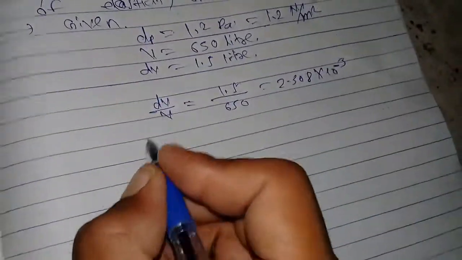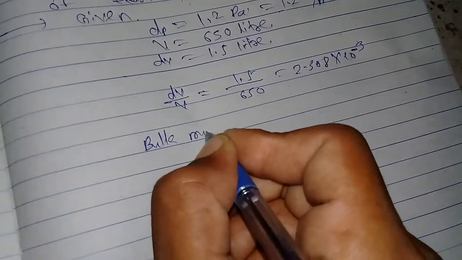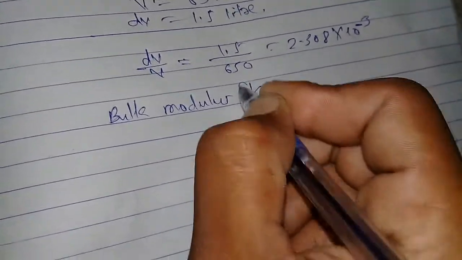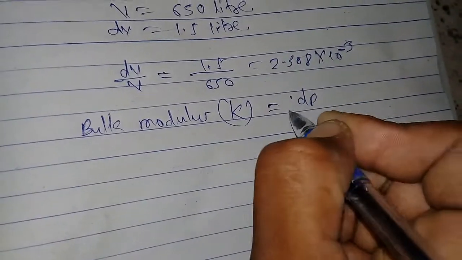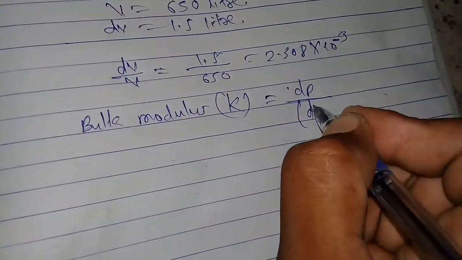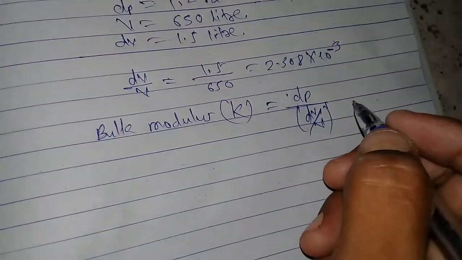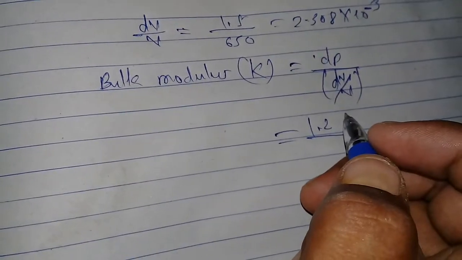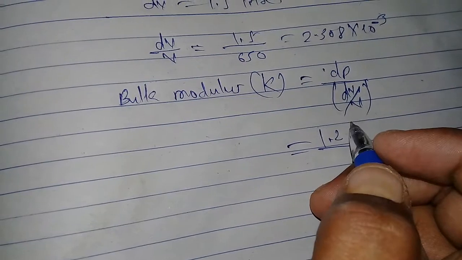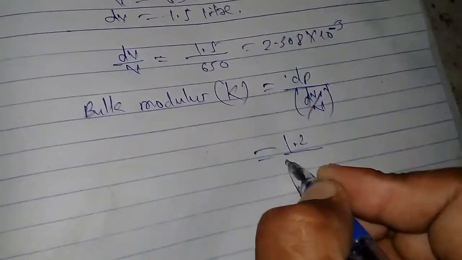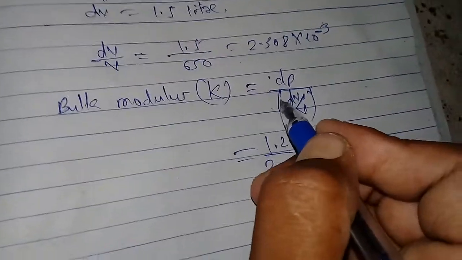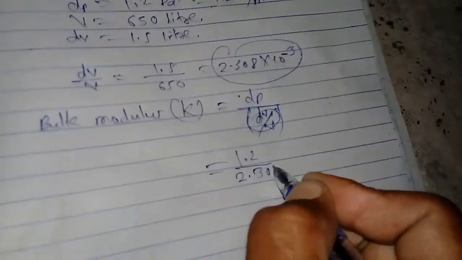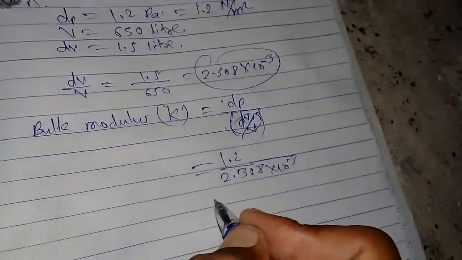Bulk modulus is denoted by K is equal to change in pressure upon change in volume upon original volume. Change in pressure 1.2 upon dV by V, 2.308 into 10 raised to minus 3.